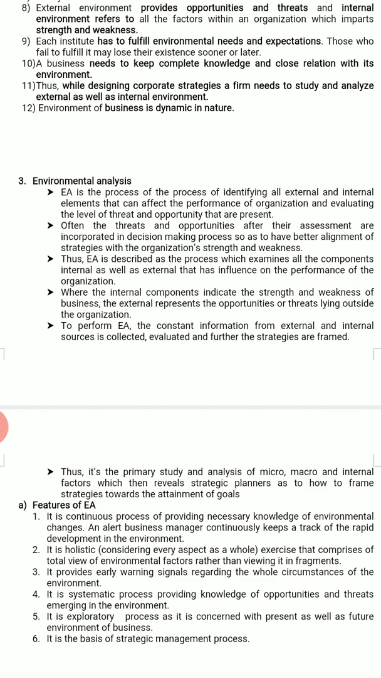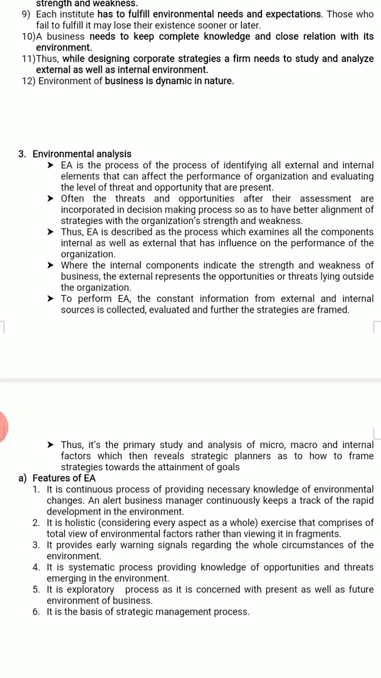The environment of business is dynamic in nature. The 12th characteristic is that it is dynamic, ever changing. You cannot have a static environment as far as the external environment is concerned, right? It is dynamic in nature, it keeps on changing all the time. These are the characteristics of environment.